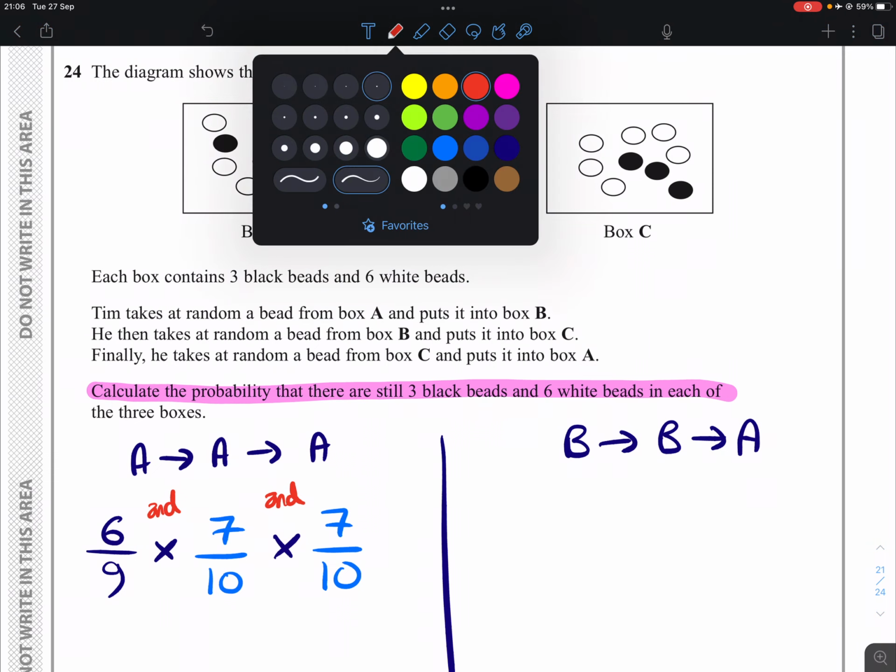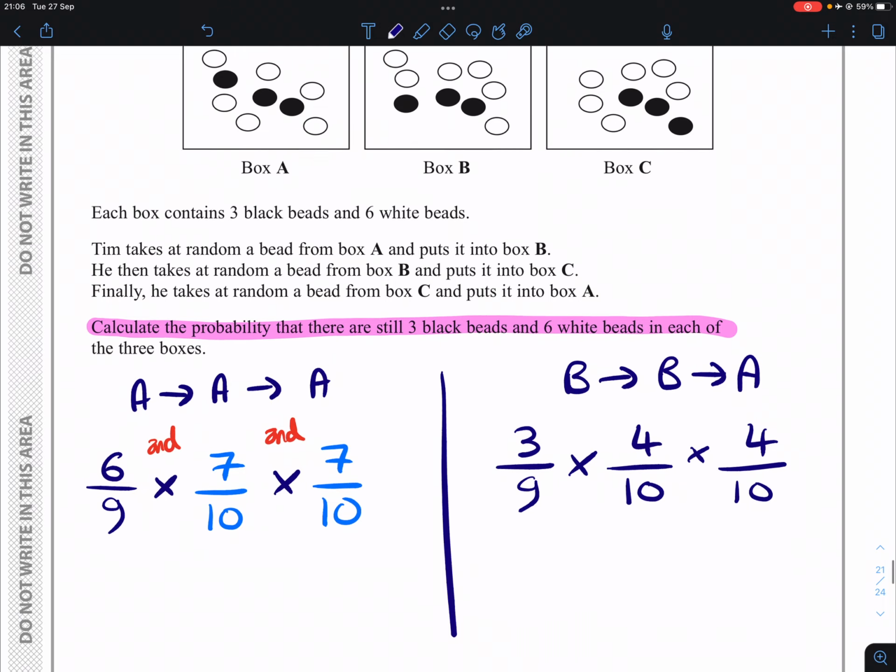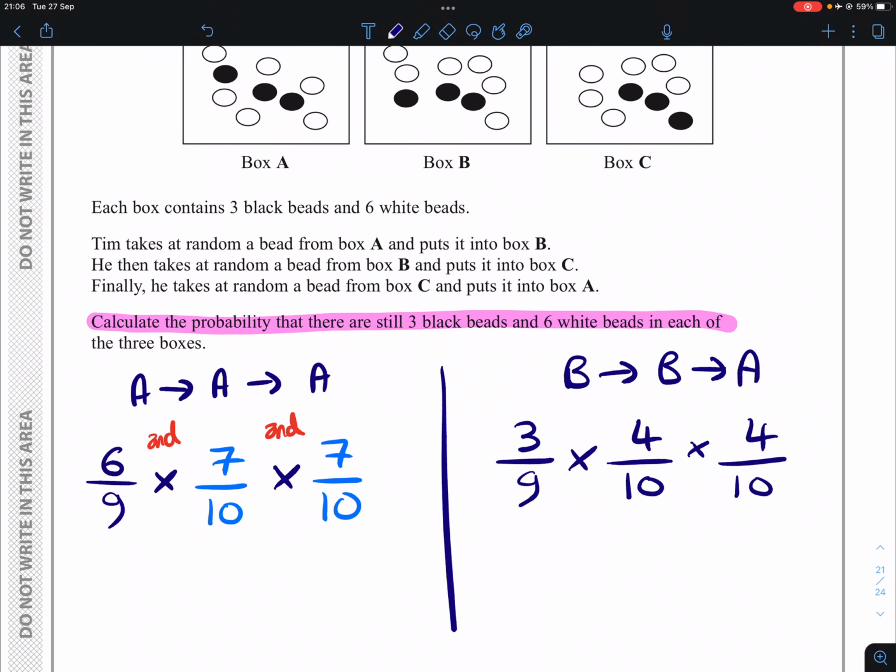Conversely, if we do this with the blacks, we'll have 3 out of 9 to start with, and instead of it being 7 out of 10, because we added an extra black for each of these, we will have 4 out of 10, because, for example, if this black here moved in, we now have 4 blacks, and the same would go when we go from B to C. So we find the products of each of these.